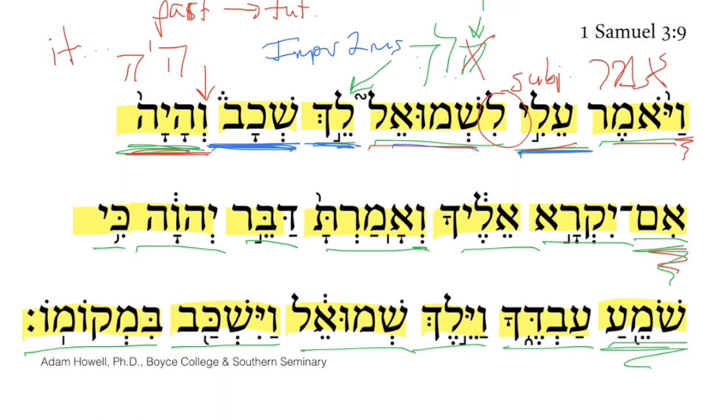Im, right here, introduces the conditional. If he calls to you. Yikra is the Qal imperfect 3ms of the root kara, meaning to call. And the imperfect is appropriate here, not for future tense necessarily, but for incomplete action. The calling hasn't yet happened in a conditional clause, and so the incomplete action of the imperfect aspect is fitting here.